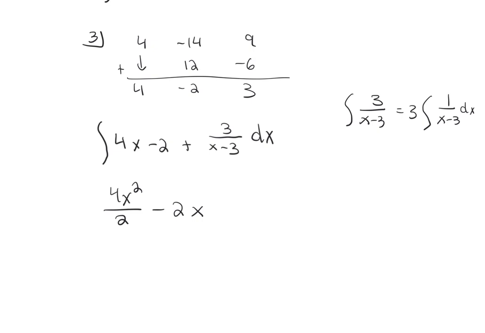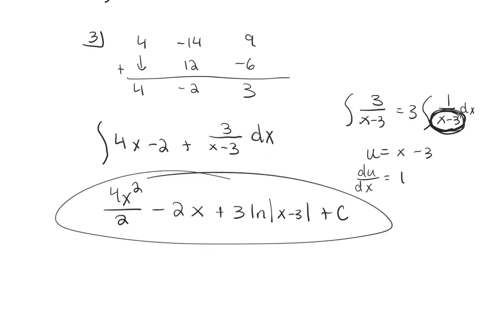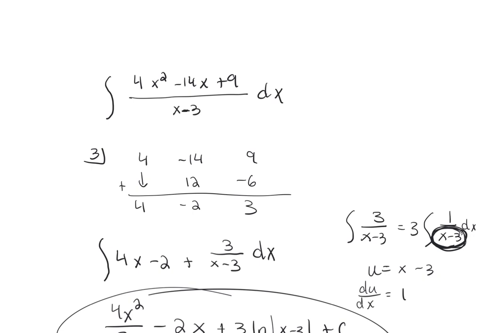So 1 over x, we're going to think natural log. If you do u substitution, say u equals x minus 3, kind of a shortcut, when you go to do the derivative here, if the derivative is 1, then the shortcut is really just to substitute that into the natural log. So this is going to be plus 3 natural log of absolute value of x minus 3 plus c. And there we have my antiderivative of this original function here.